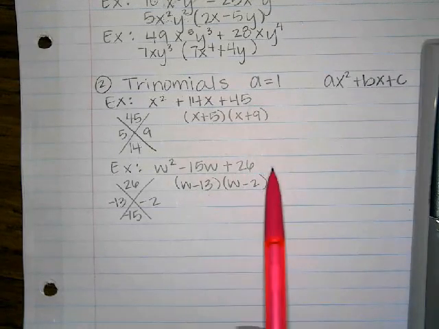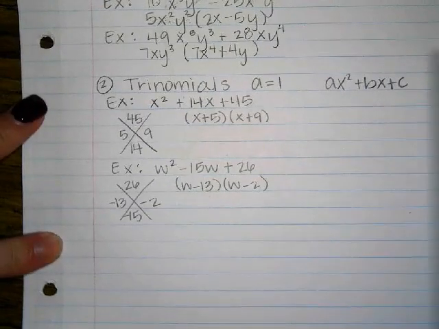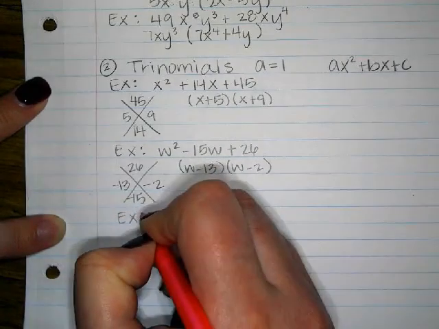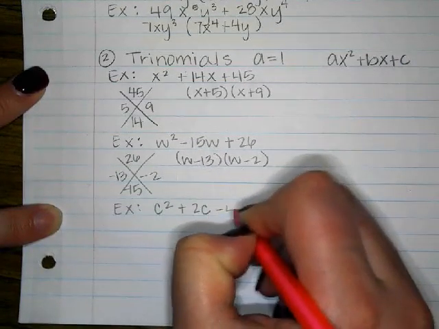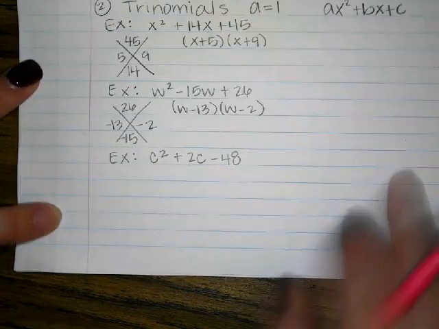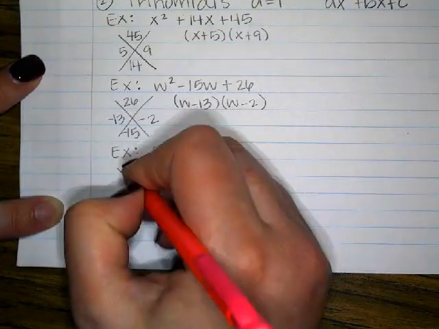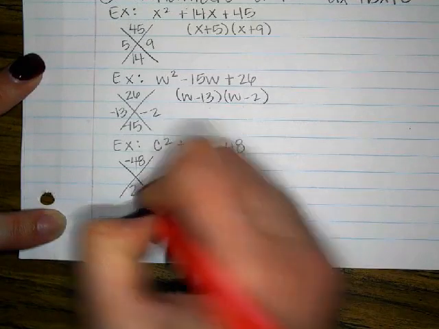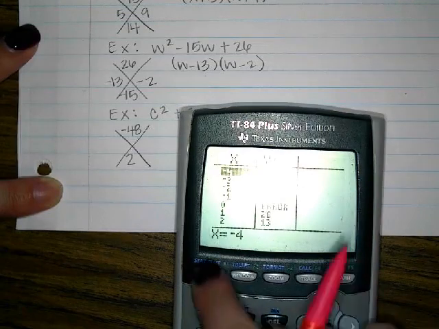Okay. Let's try another one. c squared plus 2c minus 48. Now be careful with this one because we're multiplying to a negative. So if we use the calculator, we have to include that negative. So look for two numbers that multiply to a negative 48 that add to a positive 2. So if I use the calculator for this one, I would do negative 48 divided by x.